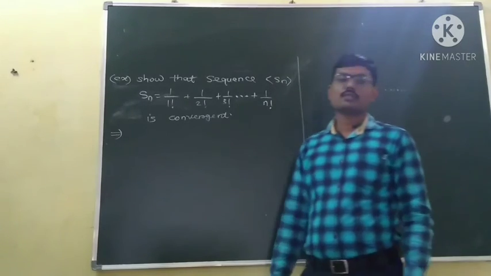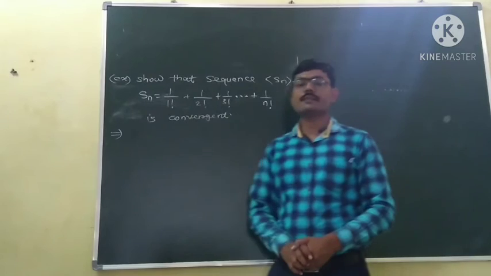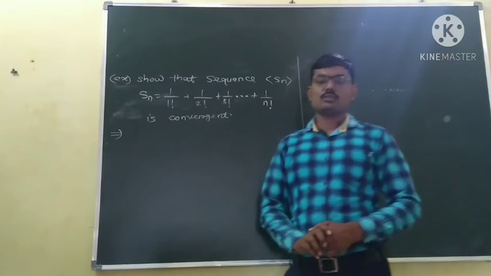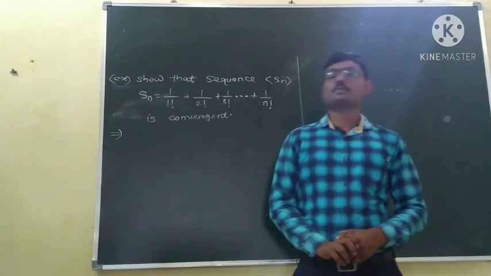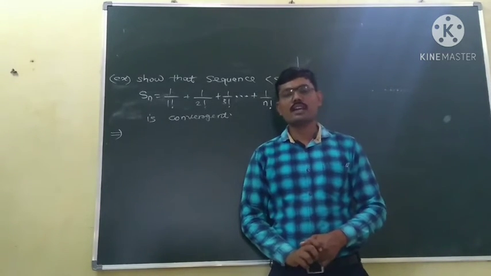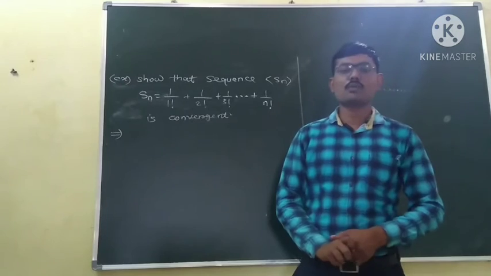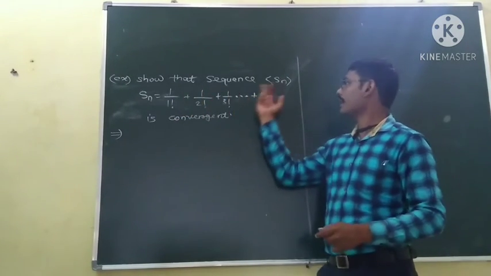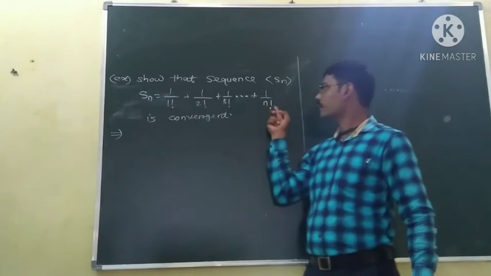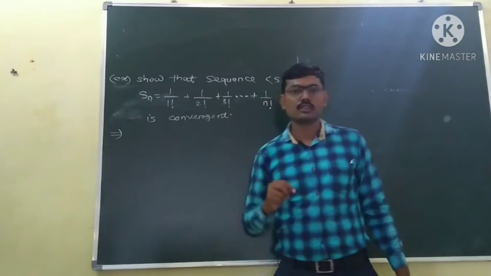Now we will see an example based on the theorem you have just learned. What was the theorem? If a sequence is monotone and bounded, then the sequence is convergent. So the example is to prove that the sequence given by the nth term is convergent.